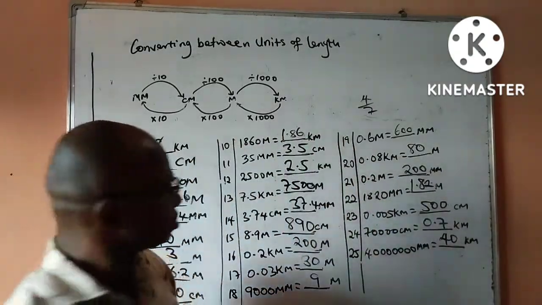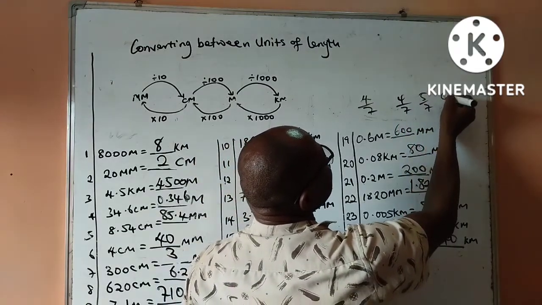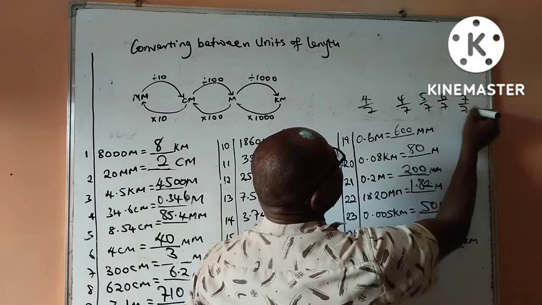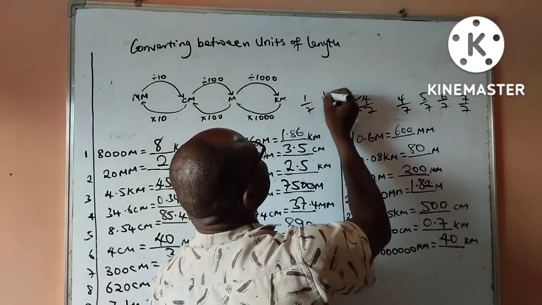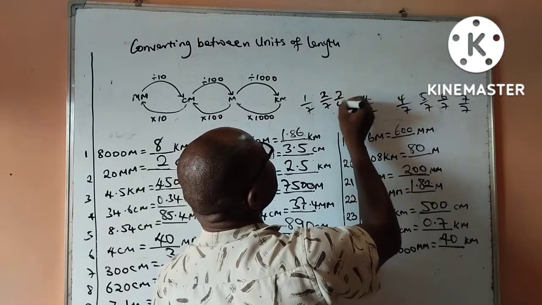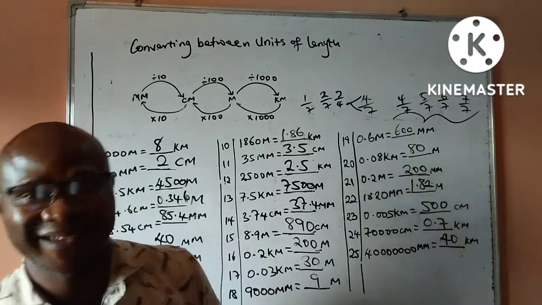Now, what is your score? 4 over 7, 5 over 7, 6 over 7, 7 over 7. 1 over 7, 2 over 7, 3 over 7. My students guess from here up.